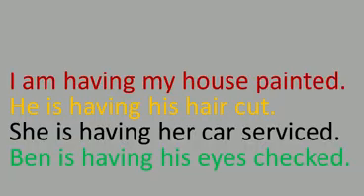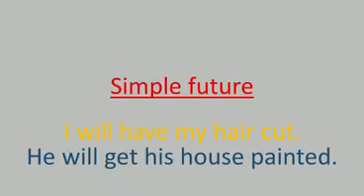In these structures, we can use the present continuous also. I think you know present continuous is that something is happening at the time of speaking. I am having my house painted. That means some workers are painting my house now. He is having his hair cut. That is, someone is cutting his hair. She is having her car serviced. A mechanic is servicing her car. Ben is having his eyes checked. That means a doctor is checking Ben's eyes.